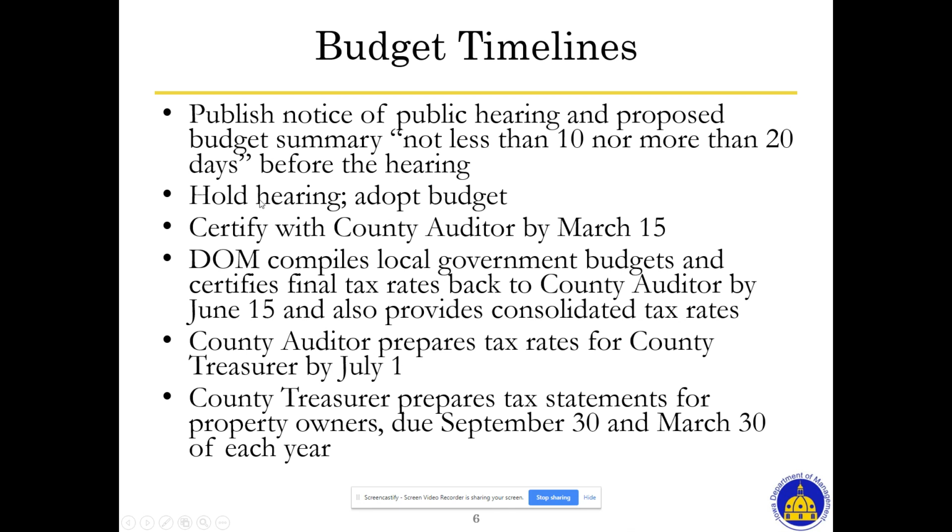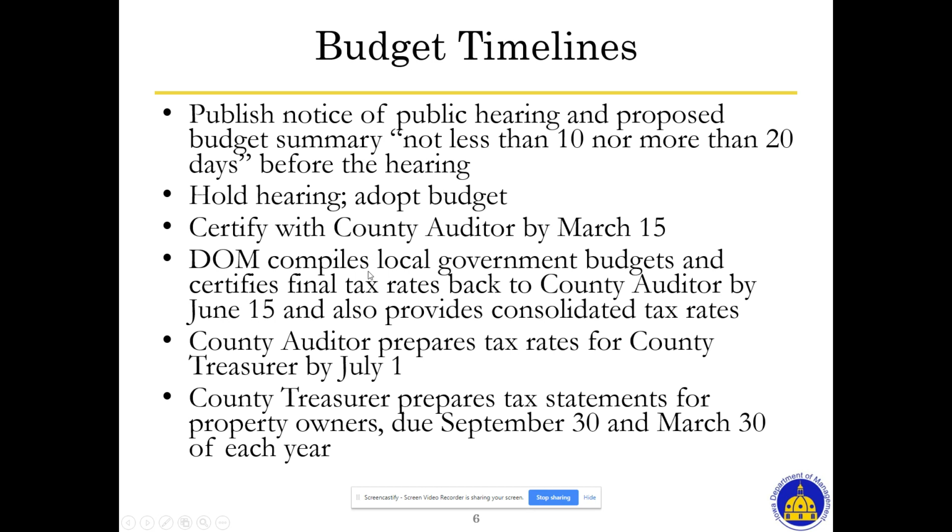You hold your hearing for the public. After that hearing, you close out of the hearing and your board would go ahead and adopt the budget as proposed or with slight modifications downward. You then certify that budget with the county auditor by March 15th. Because the 15th falls on a Sunday this year, that would actually be March 16th.